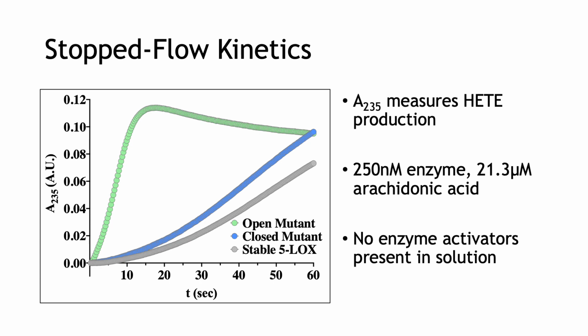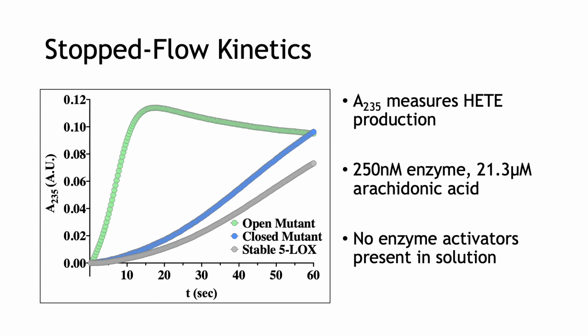We tested the activity by monitoring the production of the first product of 5-LOX's two-step reaction. This product gets hydrolyzed in solution to be a HETE form rather than HPETE, but the analysis is unaffected. HETE absorbs at a specific wavelength, 235 nanometers, allowing us to observe an increase in absorbance over time. With the same concentration of enzyme and substrate for each variant shown in the graph and no enzyme activators present, we saw two interesting results.